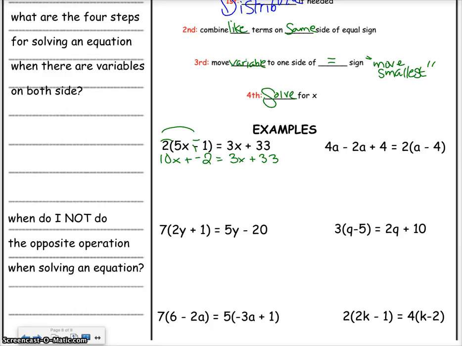Move the variable to one side. The key is to move the smallest. So I have x in 2 spots. Which one's smaller, 10 or 3? 3. So I want to move that 3 over to the left-hand side. Now I'm moving sides, so that's when you do the inverse. What's the inverse of positive 3? So I'm going to minus 3x to both sides.